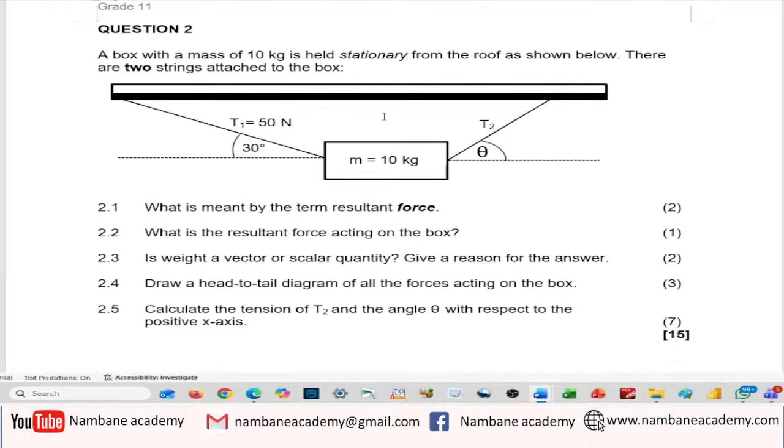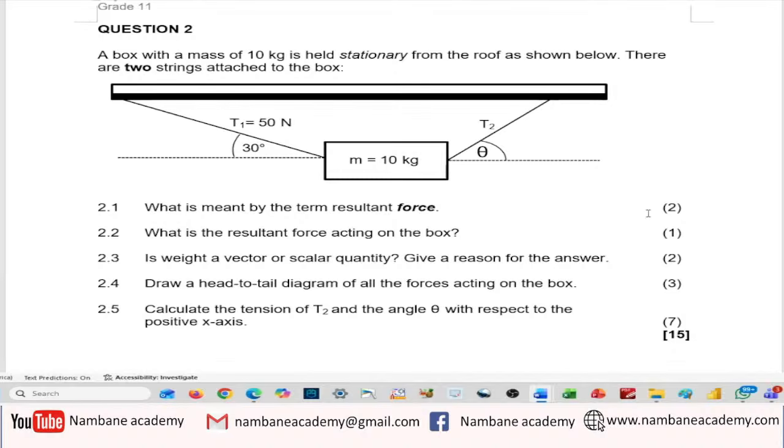So question number 2. A box of mass 10 kilograms is held stationary from a roof as shown below. There are 2 strings attached to the box. You have the diagram there. Then for 2.1, learners were asked to explain what is meant by resultant force.